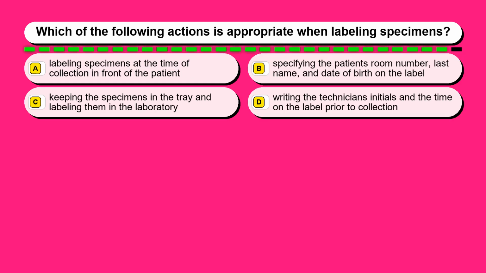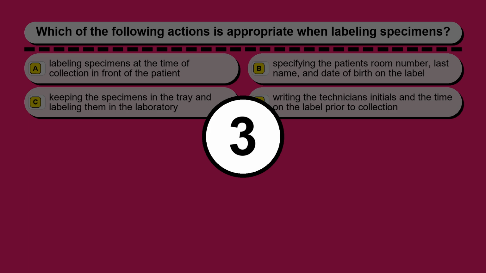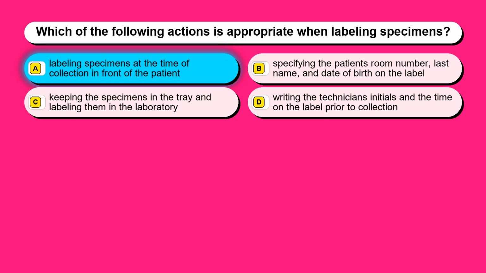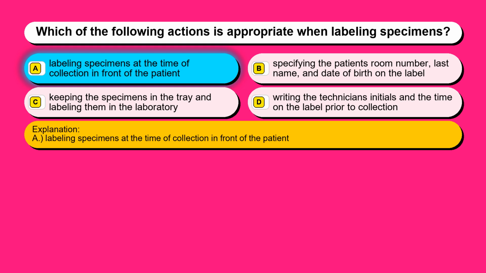Question 73. Which of the following actions is appropriate when labeling specimens? Option A, labeling specimens at the time of collection in front of the patient. Option B, specifying the patient's room number, last name, and date of birth on the label. Option C, keeping the specimens in the tray and labeling them in the laboratory. Option D, writing the technician's initials and the time on the label prior to collection. The correct answer is option A, labeling specimens at the time of collection in front of the patient.